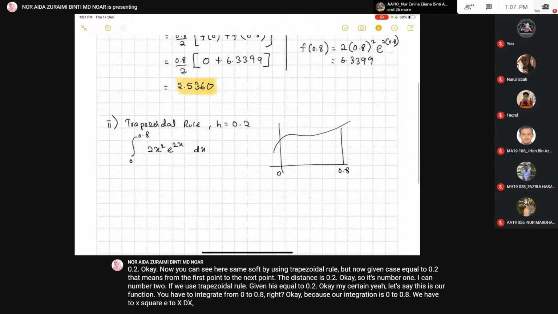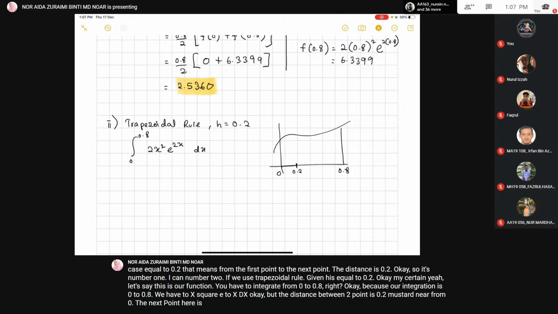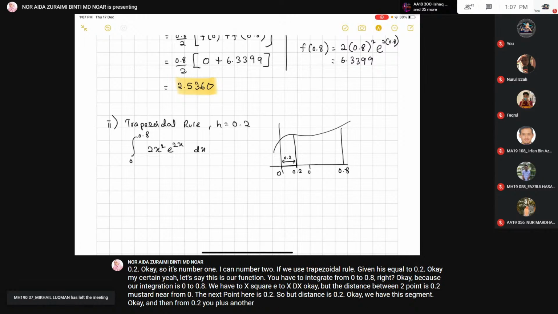But the distance between two points is 0.2. From 0, the next point here is 0.2, because the distance here is 0.2. Okay, we have this segment. And then from 0.2 you add another 0.2 here. So the next point will be 0.4, right?